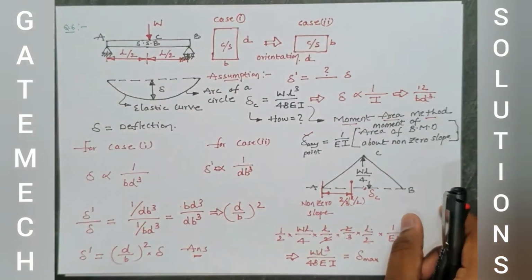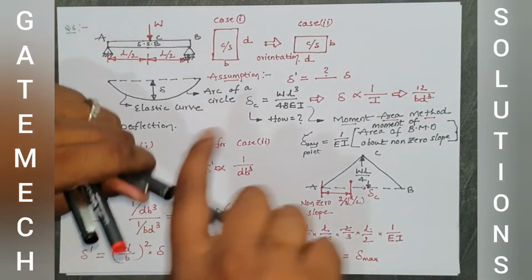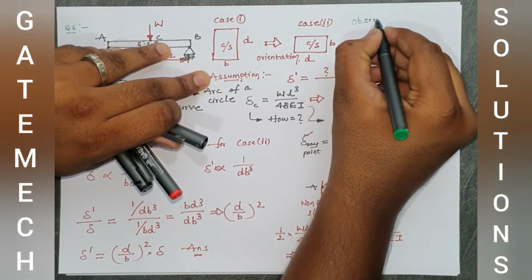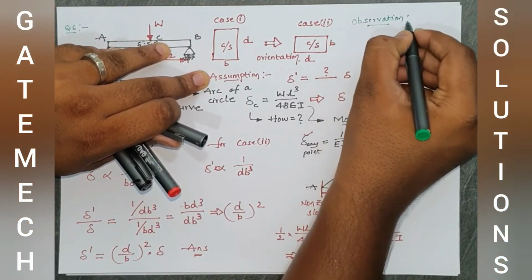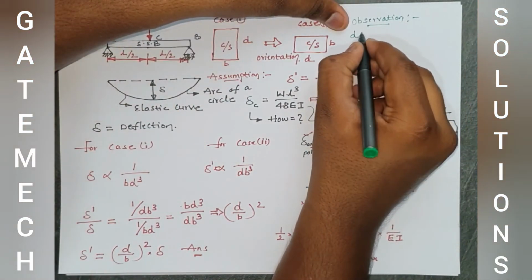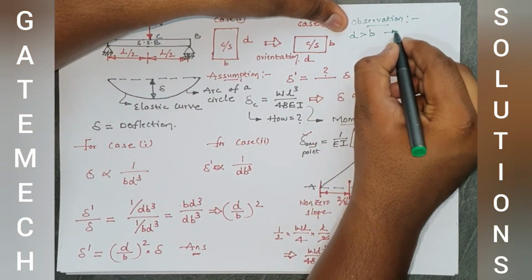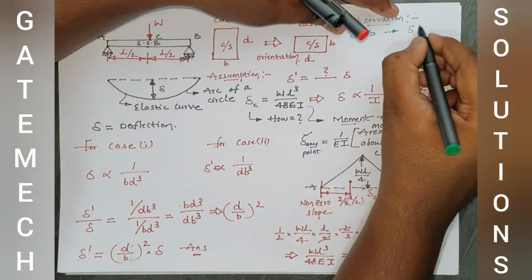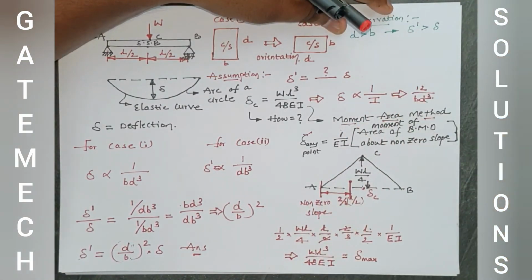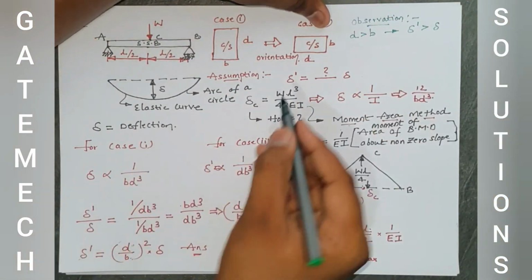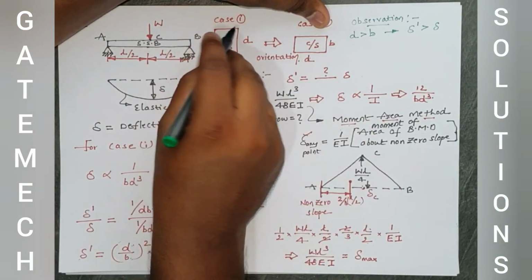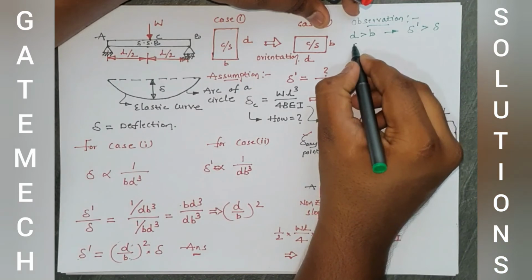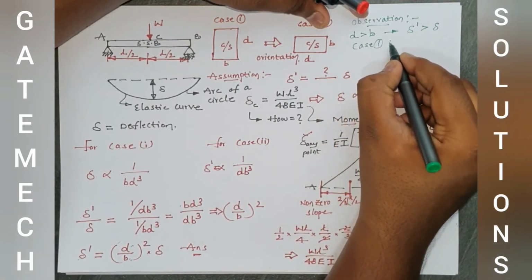Just the orientation is changed. Now, if you look at the observation, the observation is if the depth of the cross section D is greater than B, then this factor will be more than 1. If this factor is more than 1, it means delta dash is greater than delta. So in that condition, the first case will be preferred such that less deflection is there, so life will be more. So case 1 is preferable.